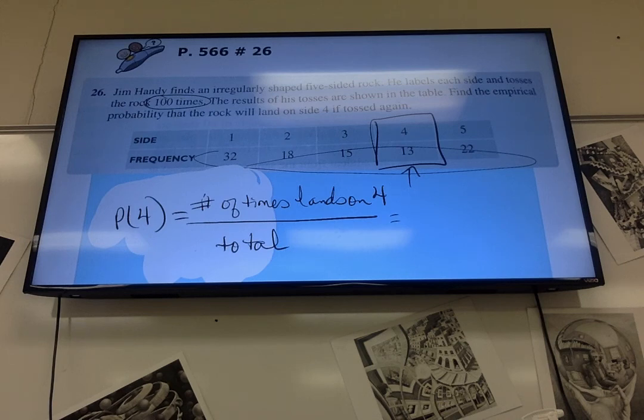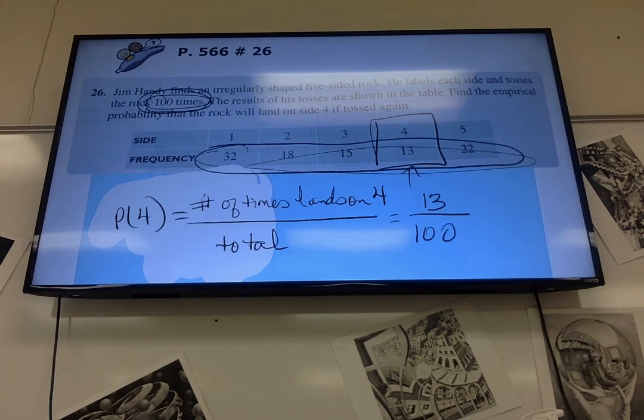So how many times did it land on 4? 13. And how many times did he toss the rock? 100 times. So right here. And if you didn't know, you could add up all these numbers here, and they should add up to equal 100. And that also does not reduce.